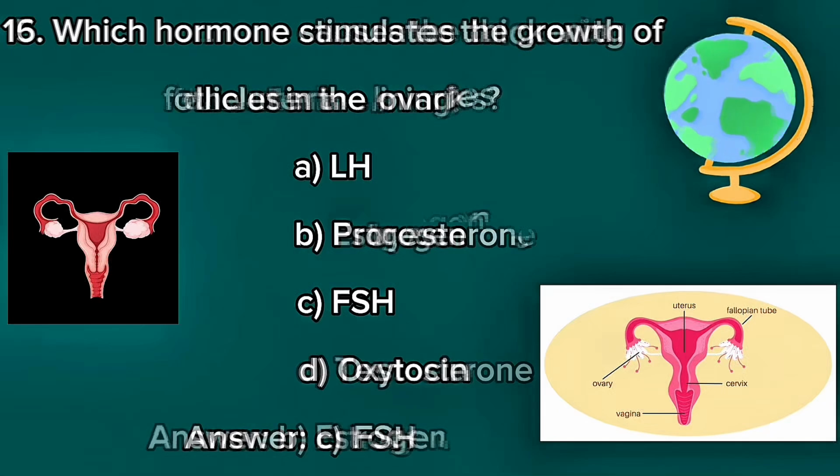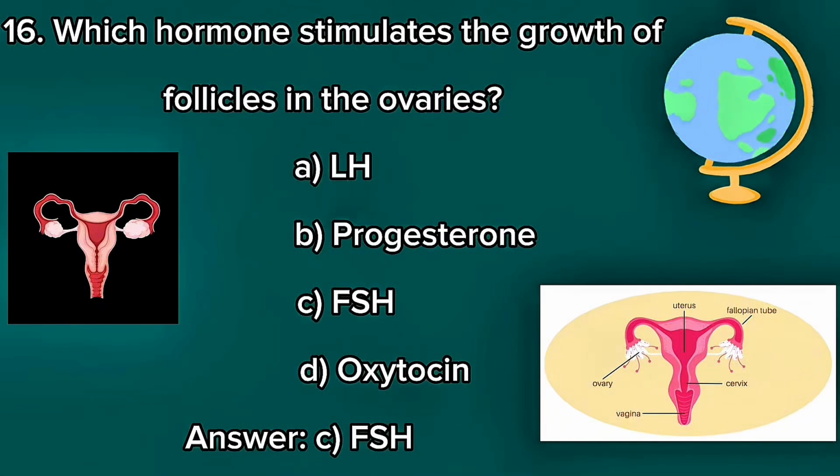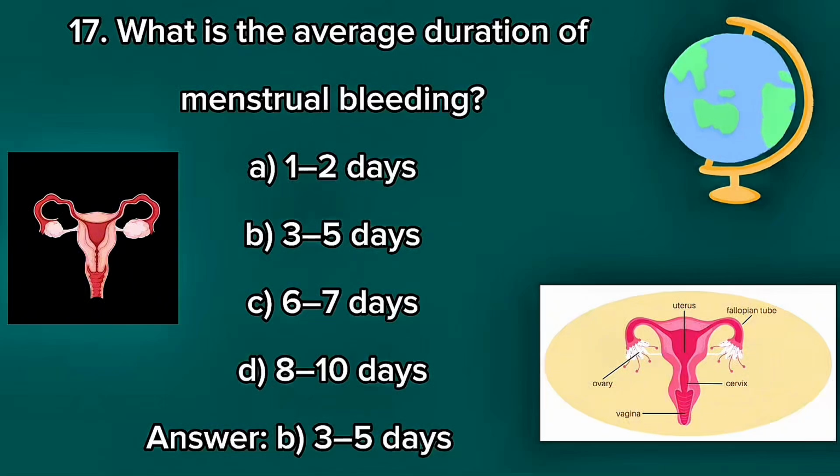Estrogen. 16. Which hormone stimulates the growth of follicles in the ovaries? A. LH, B. Progesterone, C. FSH, D. Oxytocin. Answer, C. FSH. 17. What is the average duration of menstrual bleeding? A. 1 to 2 days, B. 3 to 5 days, C. 6 to 7 days, D. 8 to 10 days. Answer, B. 3 to 5 days. 18.